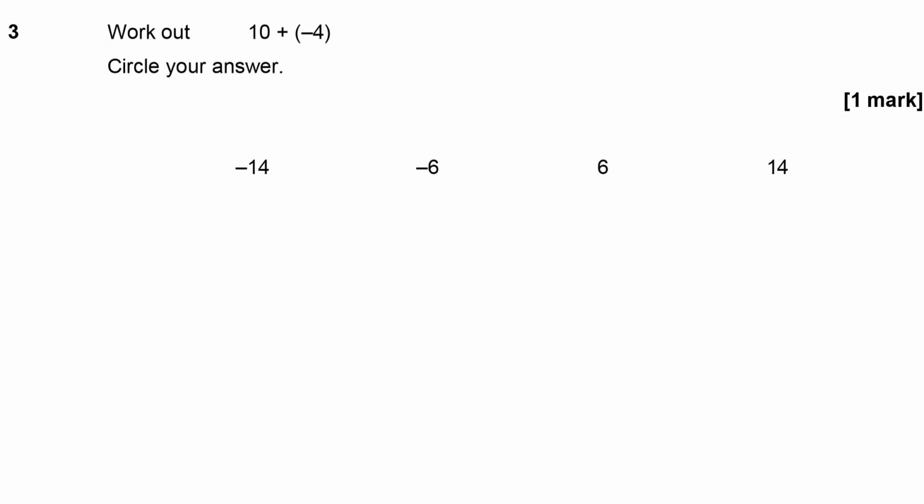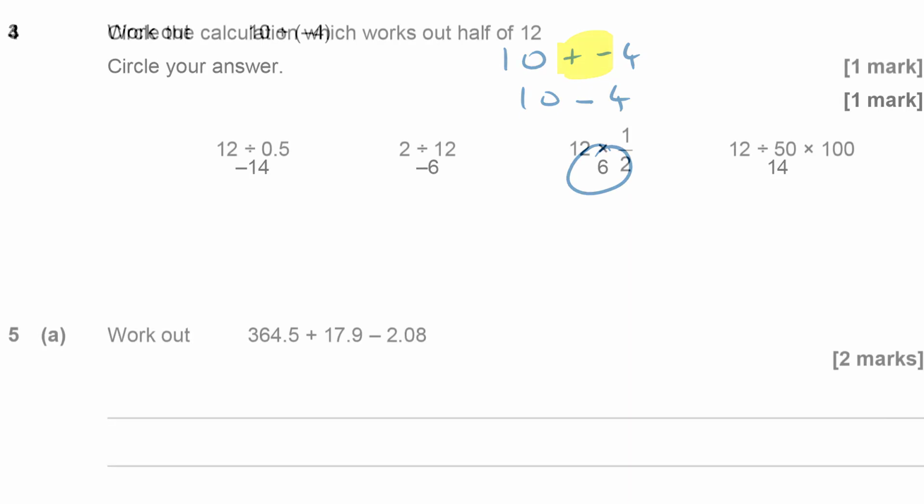Question 3. Work out 10 plus negative 4. Adding a negative is the same thing as taking away. So 10 plus negative 4, these two symbols here you can make into one minus sign. So I can rewrite those as 10 minus 4, and 10 minus 4 is 6. So it's that one.